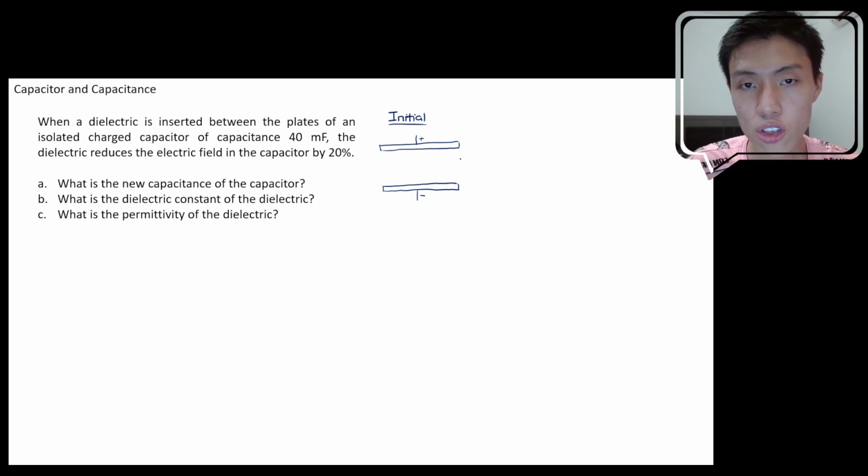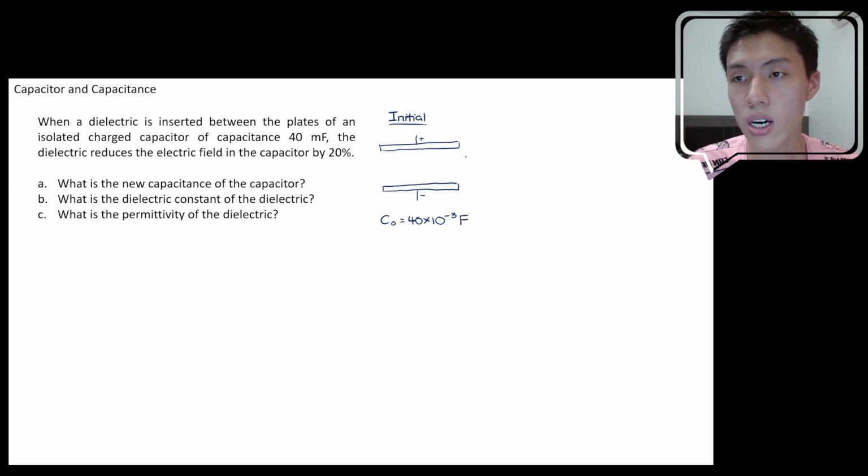Because it's a vacuum, we'll call the capacitance in that situation C0. Usually the naught is for the situation where you don't have any dielectric in between. Whereas if you remove the naught, C only, then it is the situation where the dielectric is already inserted. So for this case, there's no dielectric, so C0 is equal to 40 millifarad, 40 times 10 to the power negative 3 farad.